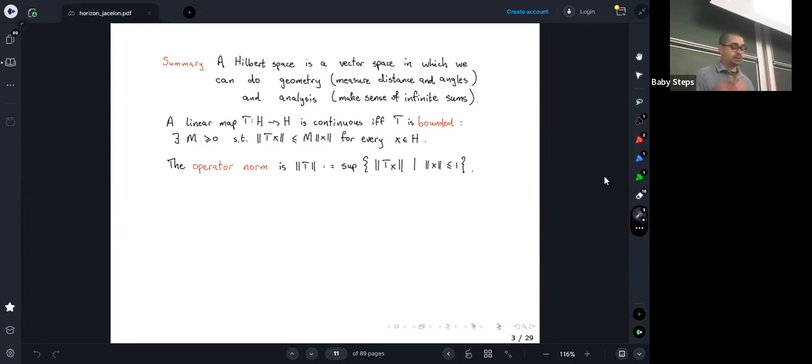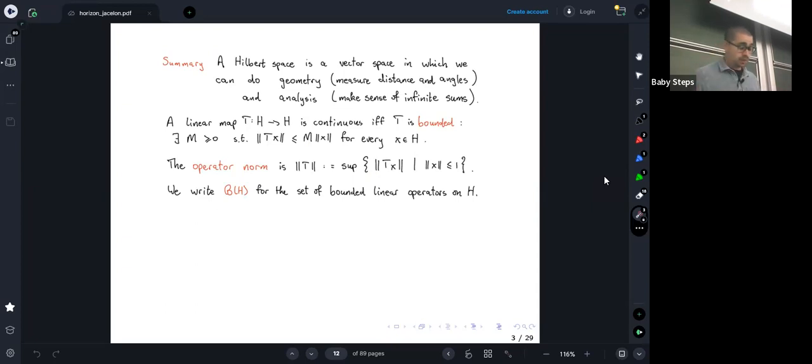You take all vectors x in the unit ball and you look at the supremum of the size of Tx. This is what was described yesterday in Anna's talk. Another little exercise is to show what I said is true, that if you take the smallest m, it can equally well be defined this way. All right, so we will write B of H for the collection of all bounded linear operators on H.